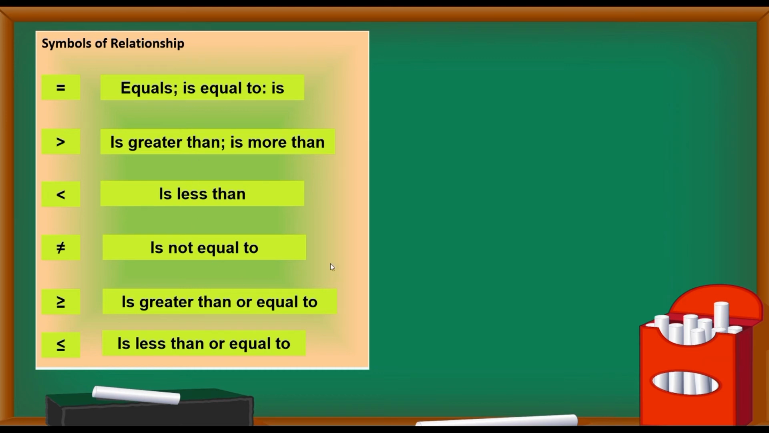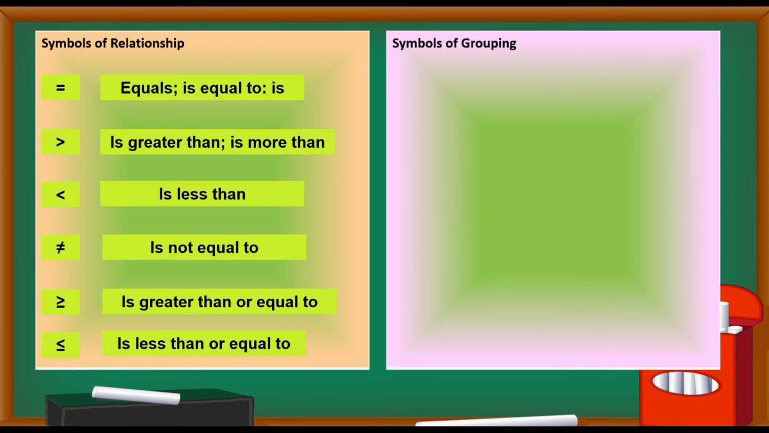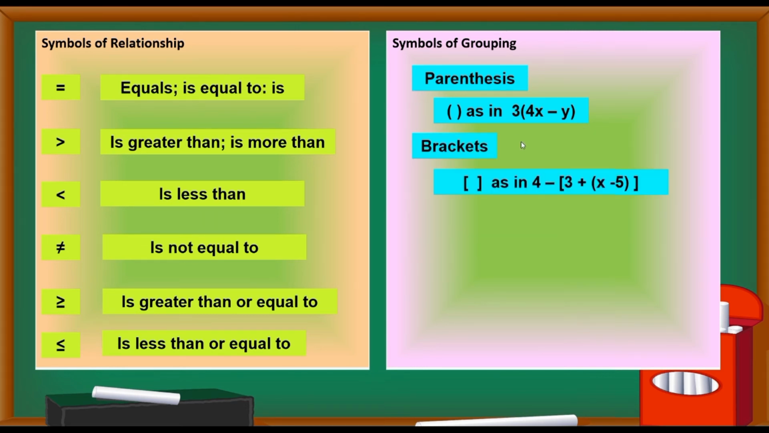So, yan po yung mga ginagamit natin at tinatranslate din natin into verbal or mathematical symbol. Another is symbols of grouping. Ayan. So, una, yung parenthesis. Ayan. As in 3, tapos yung parenthesis kung meron siyang grouping na 4x minus y. Pwede rin po tayong gumamit ng brackets. So, yung bracket na symbol, ayan, as in 4 minus, then may group pa sa loob within the group.